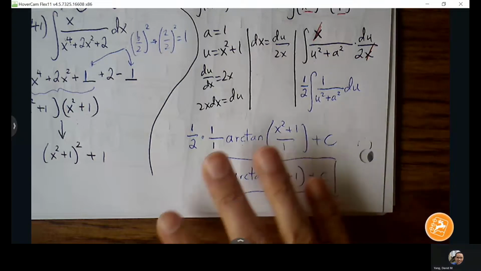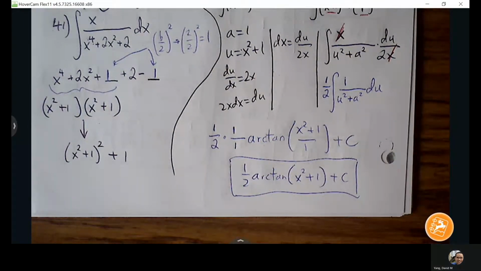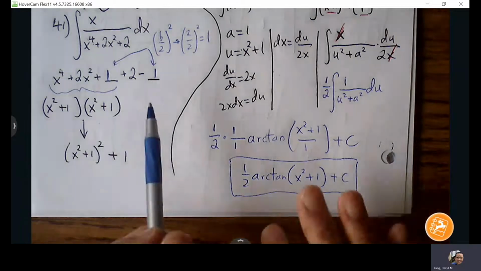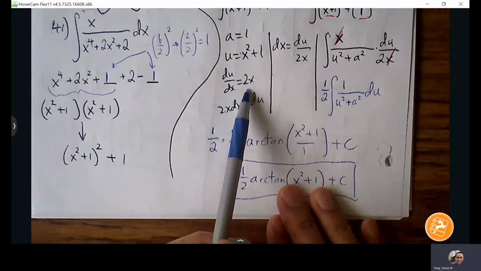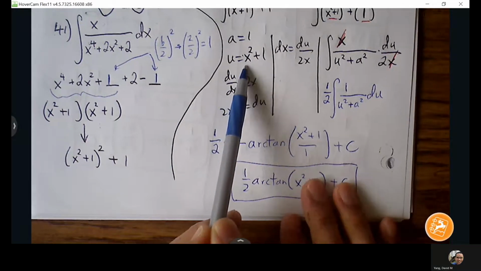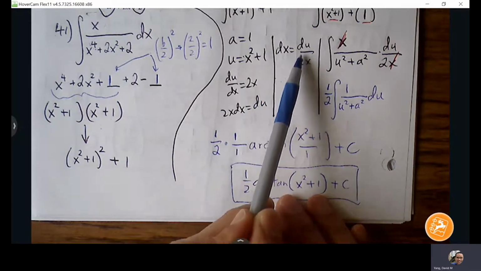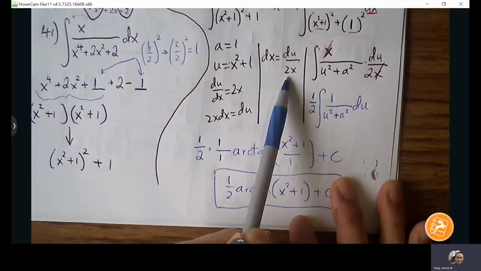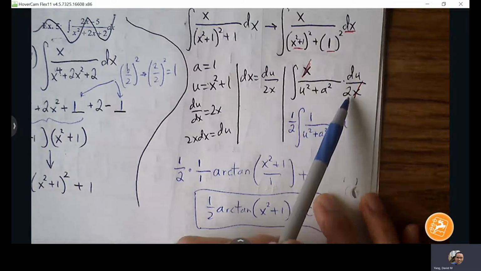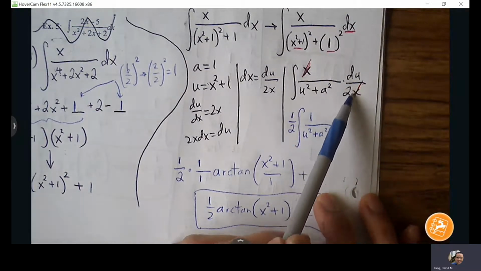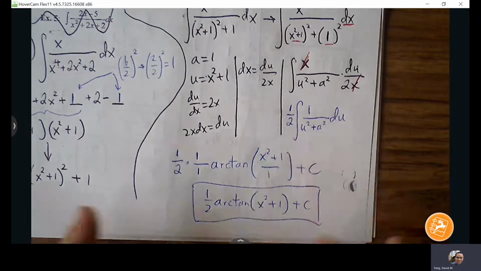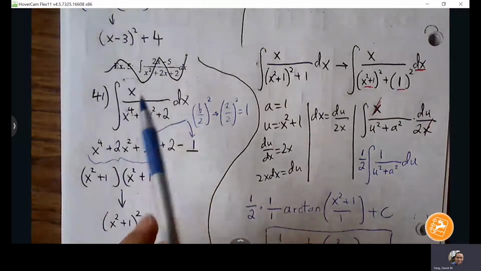Okay, any questions here? Okay, try to get a 1/2. So the derivative of x squared plus 1 is 2x. All right, and so when I cross multiply, I get 2x dx equals du. So dx must be du over 2x. And if I replace dx with du over 2x, the x is canceled out, but there's that 2 hiding in the denominator, so I'm pushing it out as 1/2, because that's at the beginning of the problem.